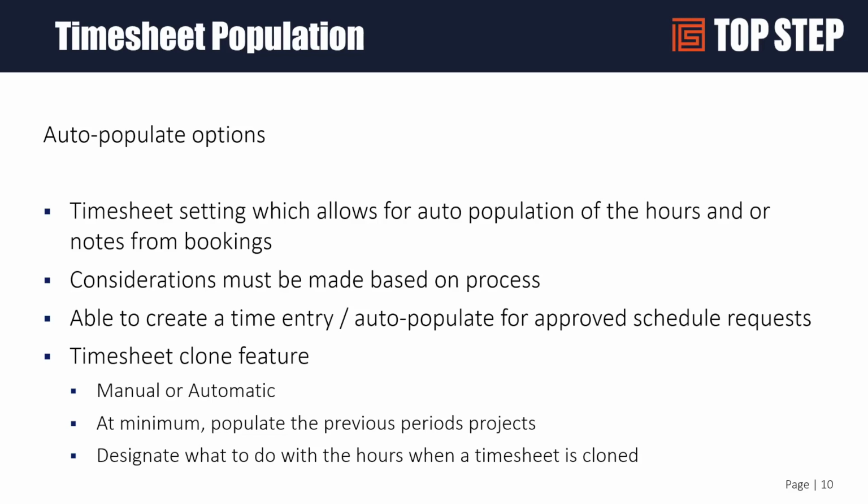You have the option when you do this to decide what you want to do with the hours. Do you want to just create a clone that loads the projects and tasks that you worked on last week, but clears all the hours because you work on different things, different amount of time from 1 week to the next? Or do you want to leave those hours the same? How do you want to handle that? So those are all options that will help your users get their timesheet set up more quickly.